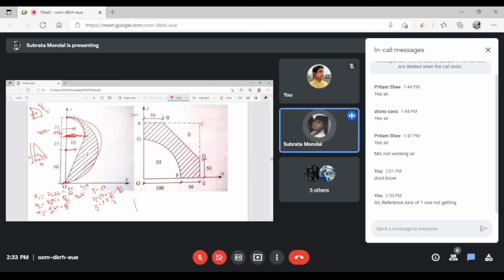Means if you are considering this triangle, it is h by 3 from this base, but from this point it will be 2h by 3. 2h by 3 plus h by 3, simply h. So this y3 will be twice 75 by 3. বোঝা গেল? Yes, sir.